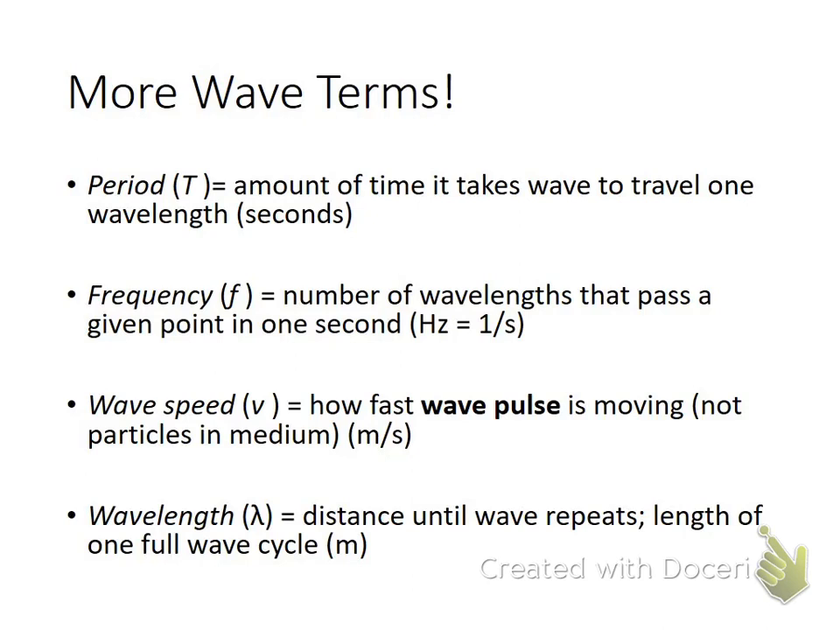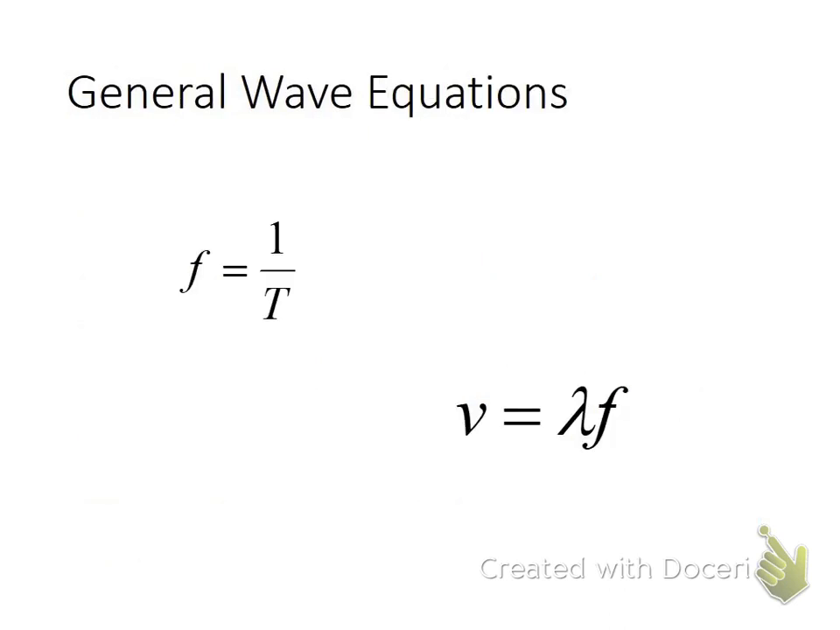The period is the amount of time it takes a wave to travel one wavelength. That's going to be measured in seconds. The frequency is how many wavelengths pass by in a given second. So they're exact inverses of each other. Period versus frequency. The wave speed is how fast a wave pulse is moving. That'll be measured in meters per second. And we've already talked about wavelength. So typically what you need to know is that frequency and period are inverses of each other. And you've got this beautiful wave equation, v equals lambda f, that works for each and every type of wave.